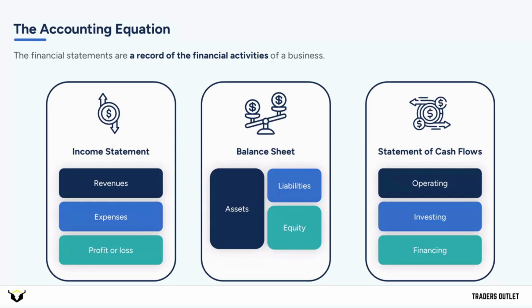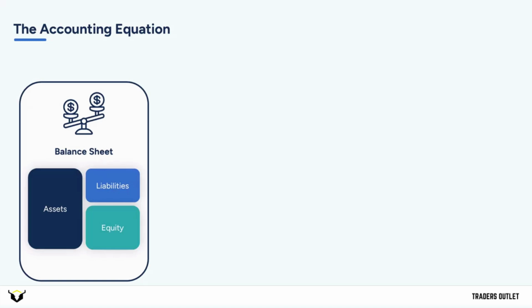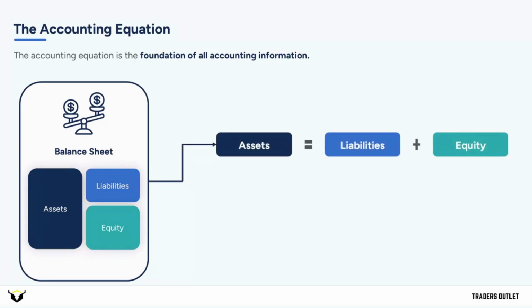Now that we've had a bird's eye view of the three key financial statements, let's dig a bit deeper into the balance sheet. Now, as the name suggests, the balance sheet must balance. And this is predicated on something we call the accounting equation, which is the foundation of all accounting. The accounting equation basically states this: assets must at all times equal the sum of the liabilities and shareholders' equity. To ensure financial statements are accurate, complete, and reliable, the accounting equation, I can't stress enough, must always be true.